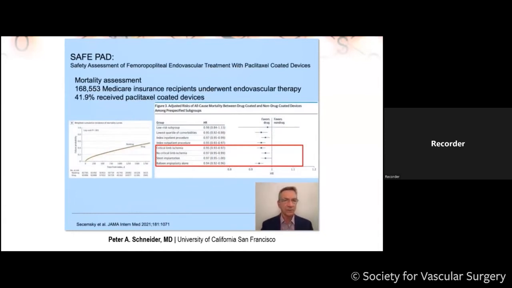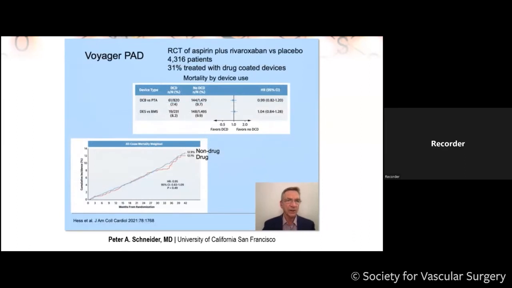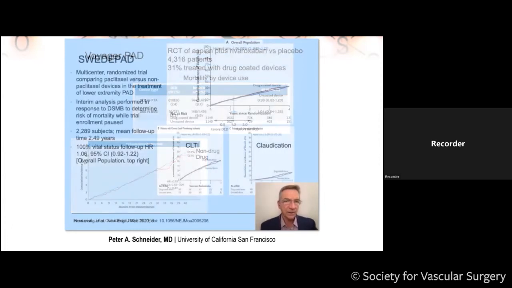How about mortality? Well, this has mostly been assessed with paclitaxel in the FEMPOP segment. This is the SAFE PAD trial, showing no difference in drug versus non-drug, including in the patients that had critical limb ischemia. Here's the Voyager PAD randomized controlled trial, 4,300 plus patients, almost a third of whom received drug delivery, and showing no difference, DCB versus PTA, DES versus BMS, and overall mortality, no difference.